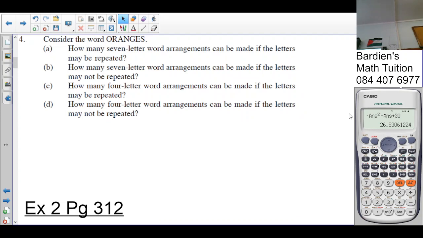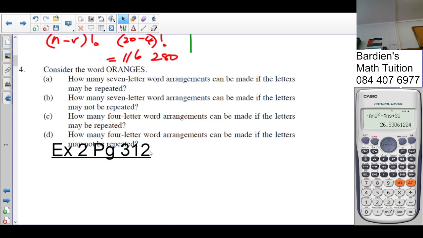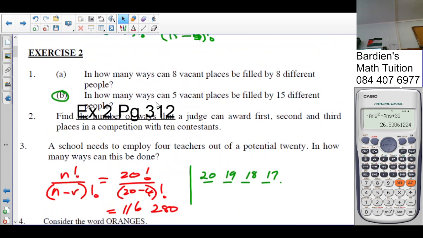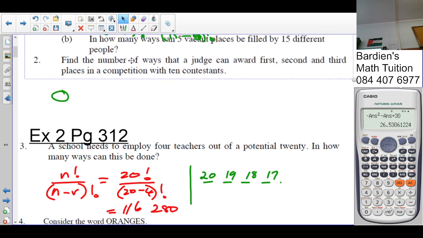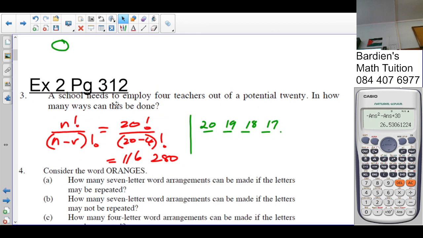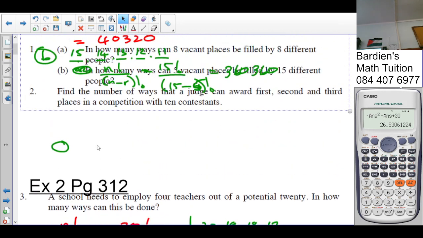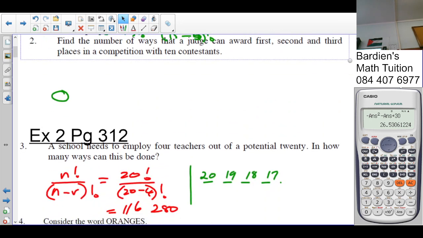Okay. Sure, yes. But anyway, consider the word oranges. The question says, in how many? Oh, I'm skipping number 2. Right, let's take a step.